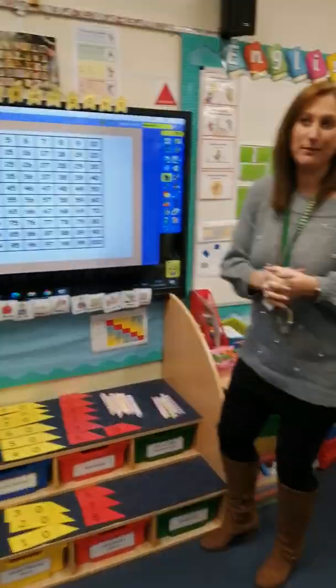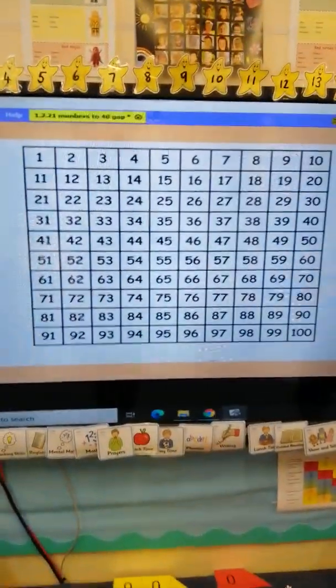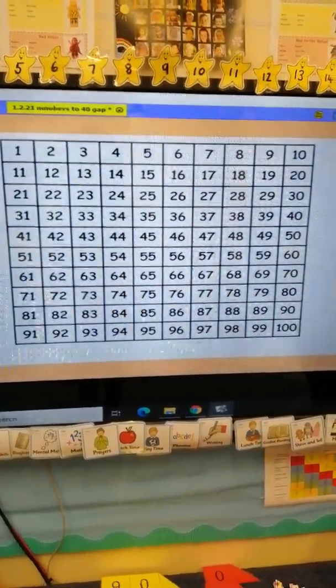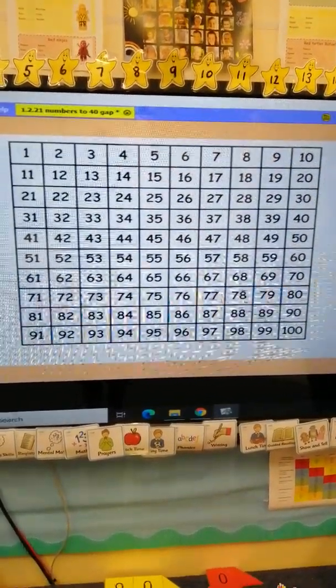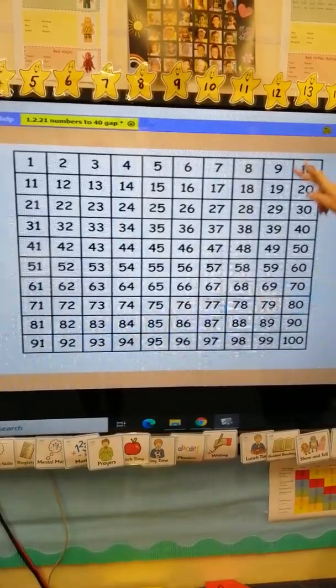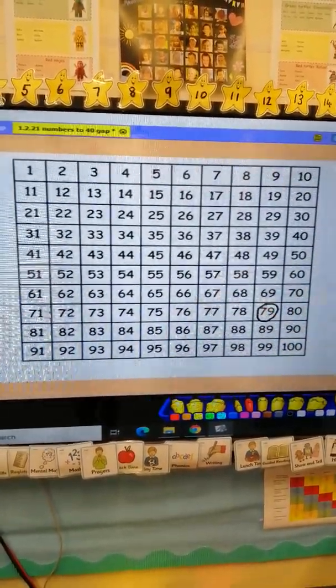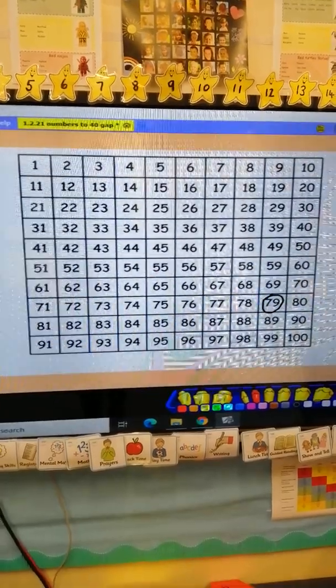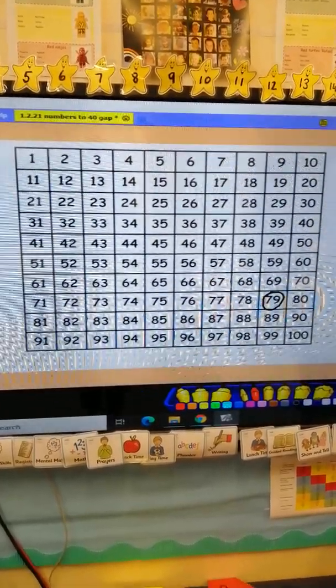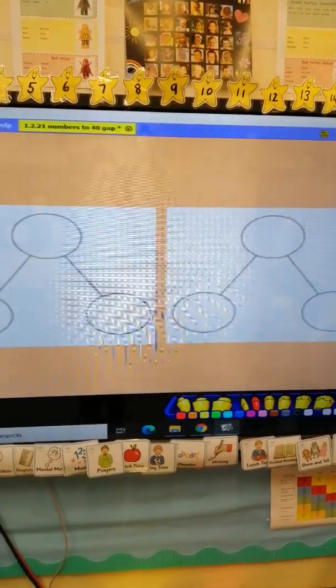Can you find the number 79? Where's the number 79? That's right. It's in the nines column. So, I need a pen. 79. Can you make that with your arrow card? 79, the clue is in the name.